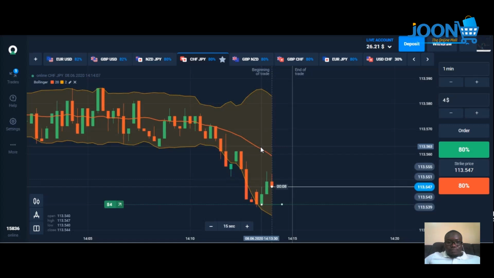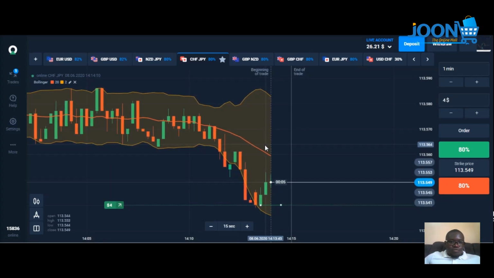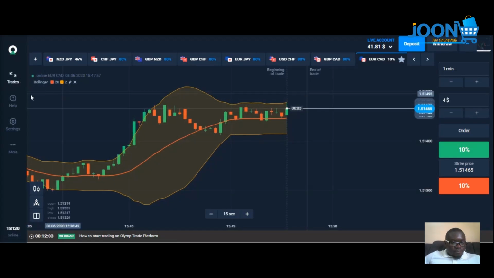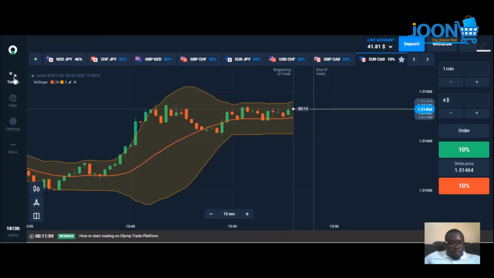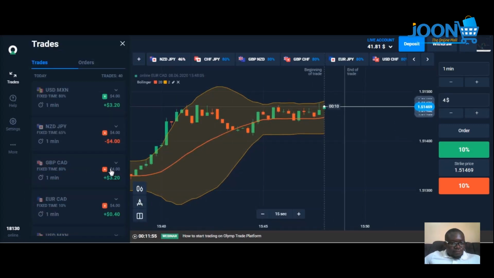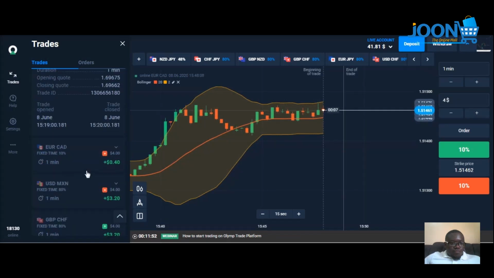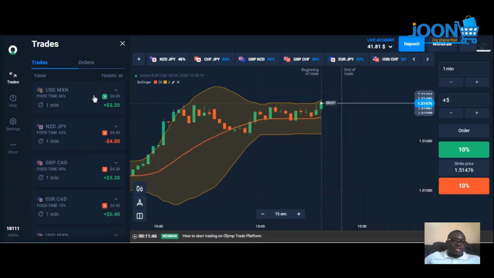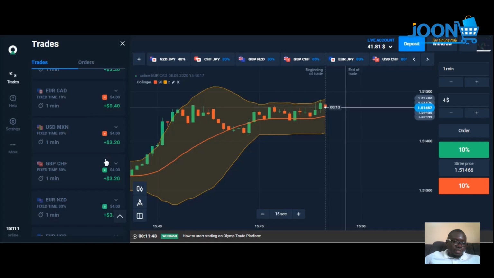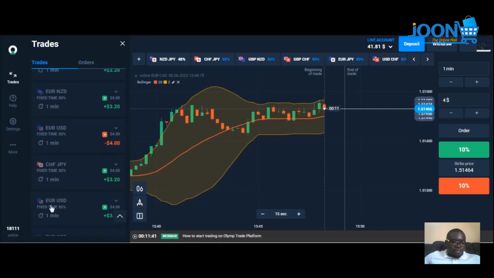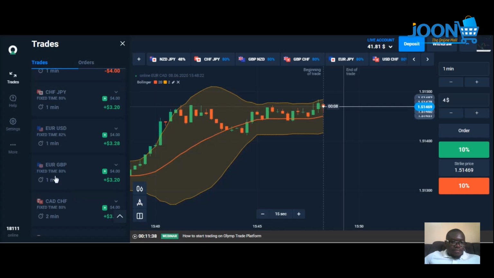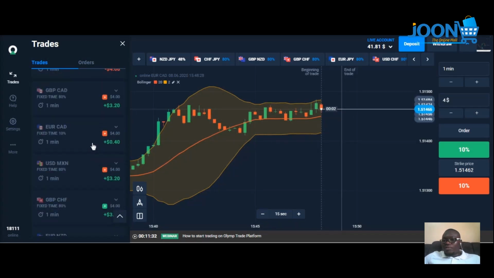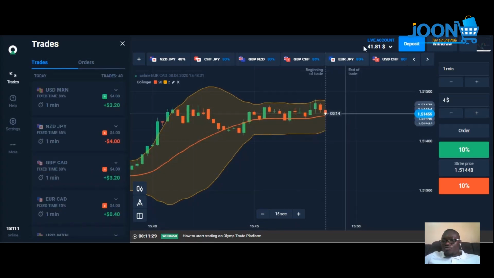So let's just check and see if we've won on that trade. Just a minute. As you can see, we've won on that. And we've also won many other trades here. We've lost one here with the same strategy, 1 minute strategy. We've won these. I think we've only lost once or twice with the same strategy, and our account has grown from $28 to now $41.